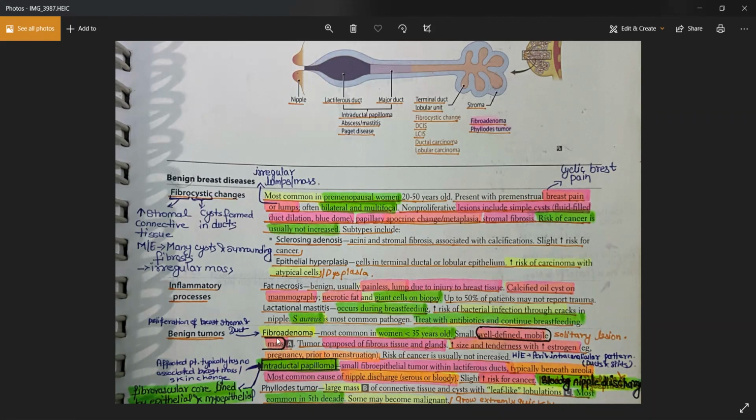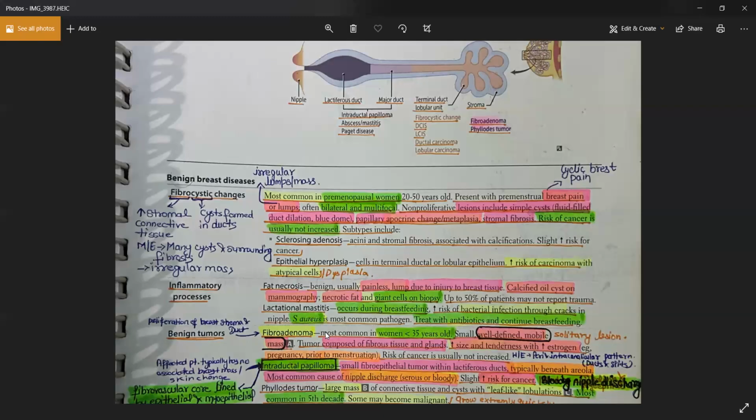We'll discuss that. So the fibroadenoma is the most common tumor in women who are in a premenopausal state. That means less than 35 years of age. And please note, it will appear as a well-defined mobile mass. An irregular mobile mass could be the fibrocystic changes, but a well-defined mobile mass will always be the fibroadenoma. Okay.